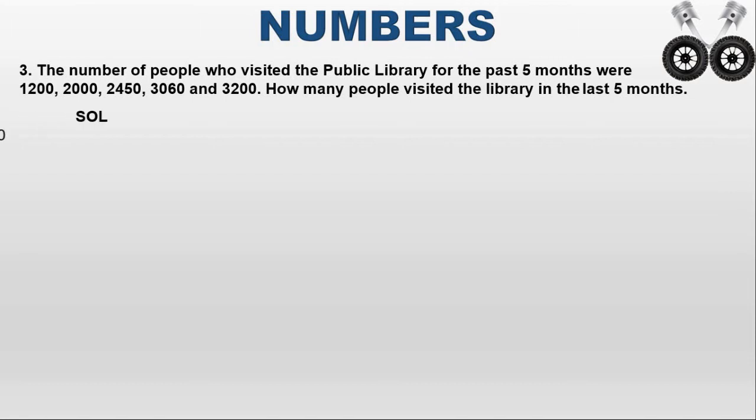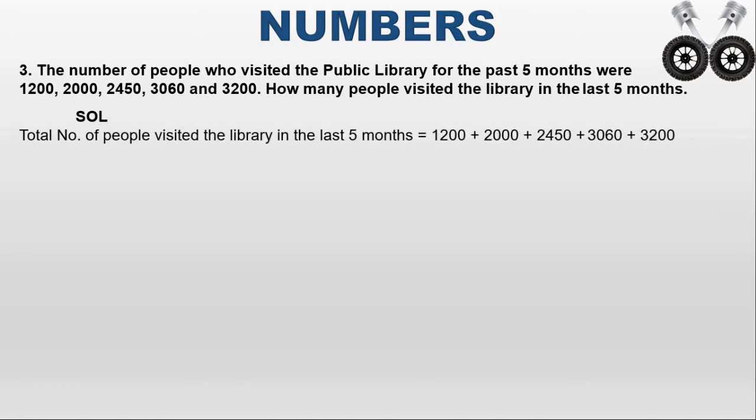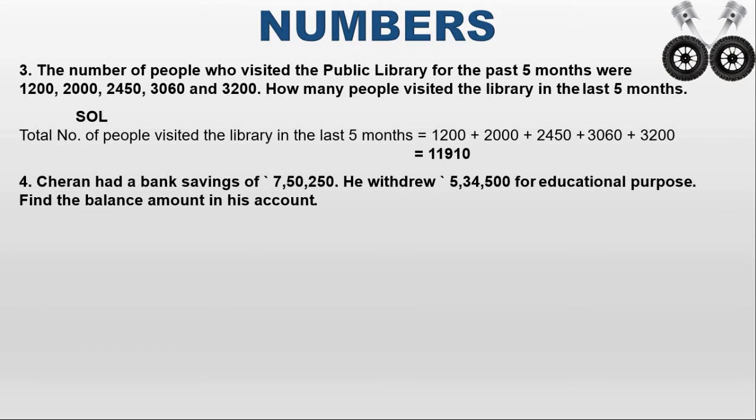So the solution. Total number of people who visited the library in the last 5 months is equal to the sum of all the values, and we get the answer as 11,910 people. Total number of people who visited the library for the last 5 months is 11,910 people. Okay, what is the next question?